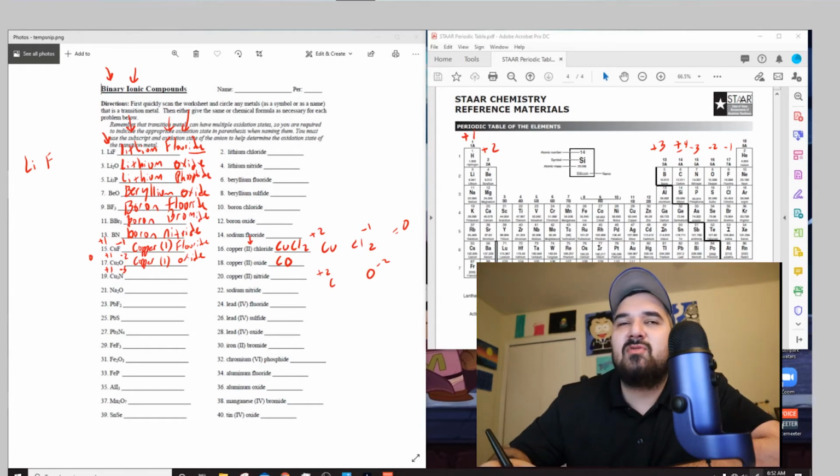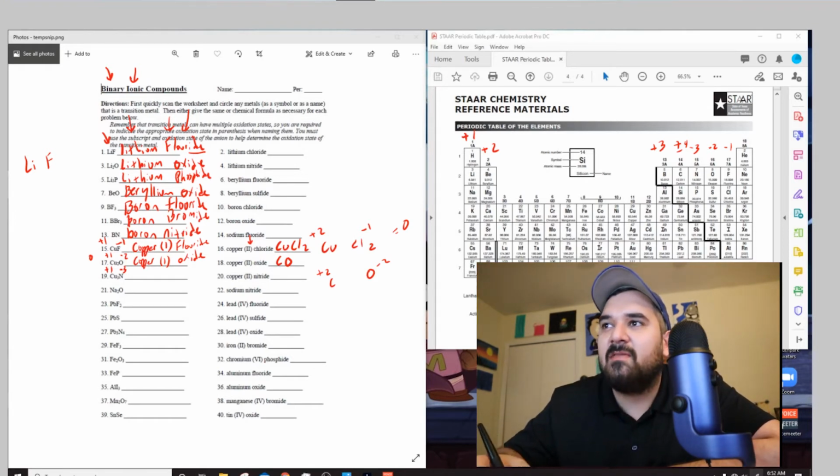Here we have copper 2 nitride. So this one for most people is the most difficult. So copper, that's a Cu, but copper has a charge of +2 here, and then nitrogen has a charge of -3. And what we're going to do here is the crisscross method that I showed you guys last time. So the 3 goes here, and then the 2 goes here, and then that leaves us with Cu3 and then N2.